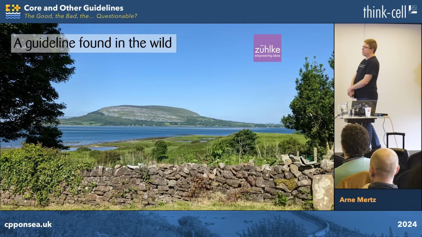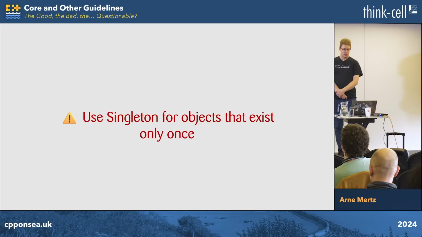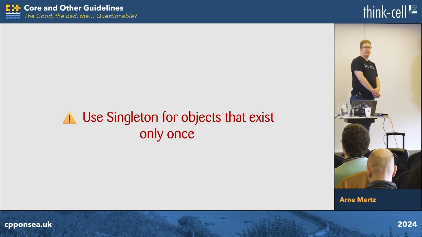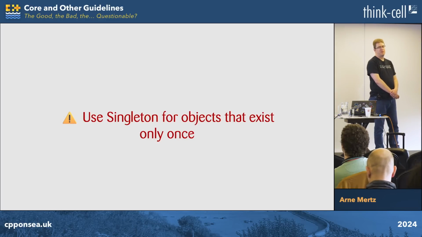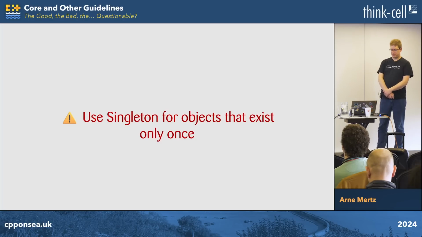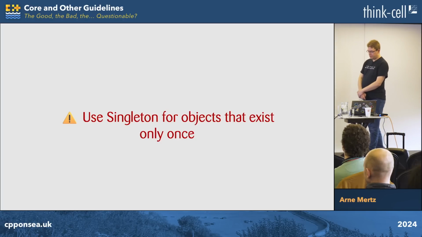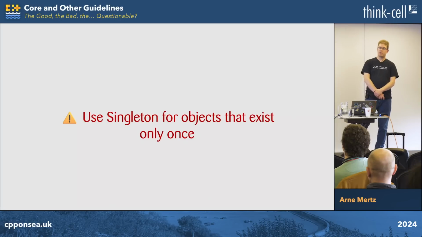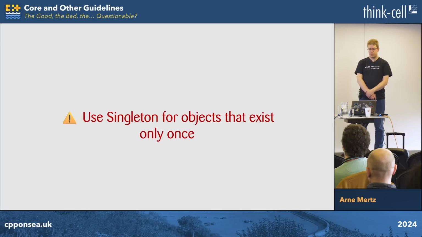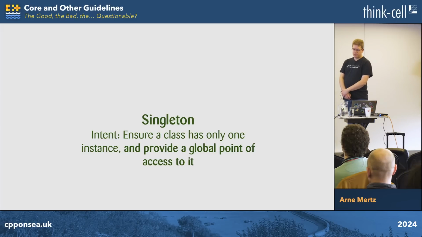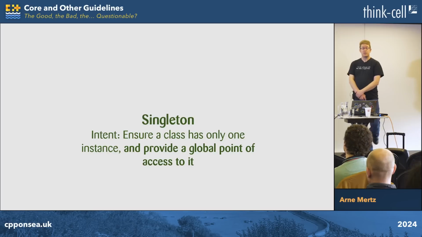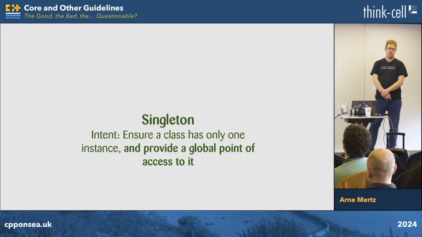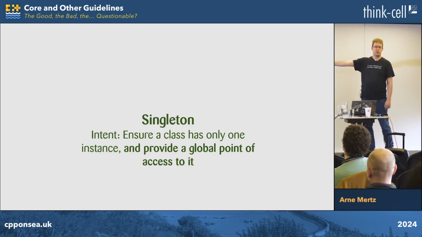The last guideline found in the wild for today. Use singleton for objects that exist only once. Very spicy one. So this is not one of the core guidelines. This is an interpretation of the Gang of Four design patterns book from, I think, the early 90s or late 90s, where they say of singleton, the intent is to ensure a class has only one instance and provide a global point of access to this class. The latter part is important.